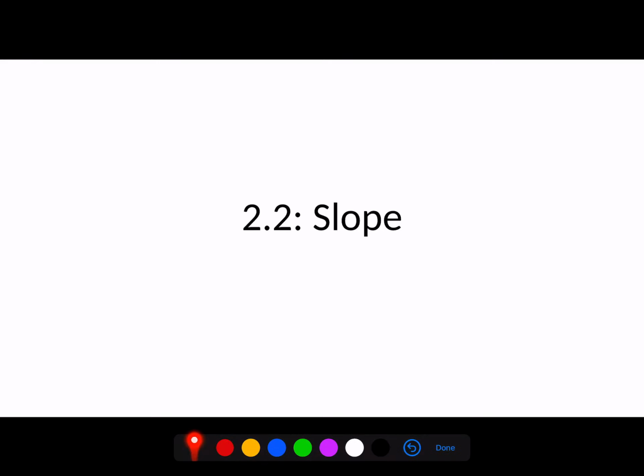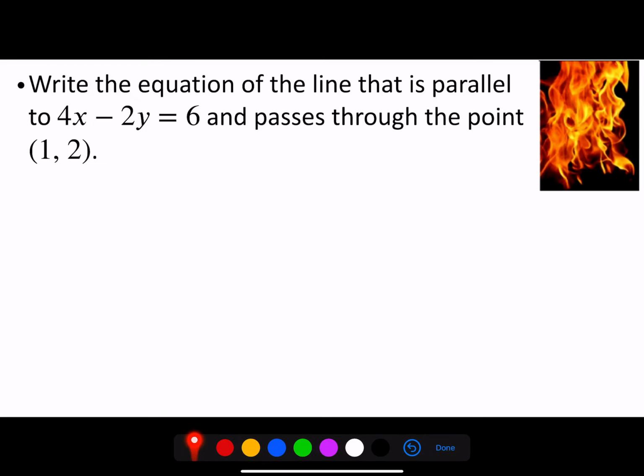We'll be talking about slope. This is 2.2 for our notes. So let's go ahead and get started. For our warm-up, write the equation of the line that is parallel to 4x minus 2y equals 6 and passes through the point (1, 2).